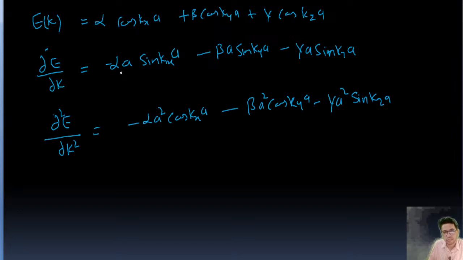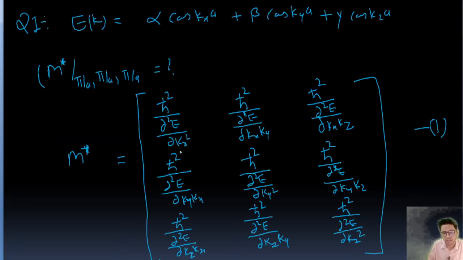So this is going to be minus alpha a square cos kxa. If we differentiate this with respect to kx, then only this part will remain. But if we differentiate with kx and ky, for ky only this part, then again we differentiate with kx, then this value is going to be 0, right? Very simple calculation. And for kz, if we again differentiate, this value is going to be 0, because this is constant for kz, right?